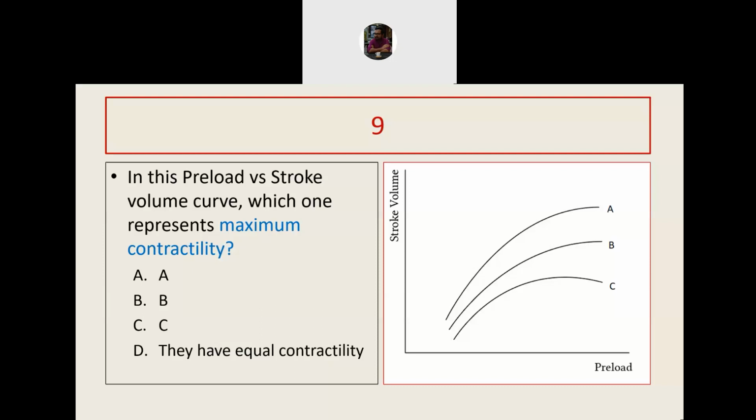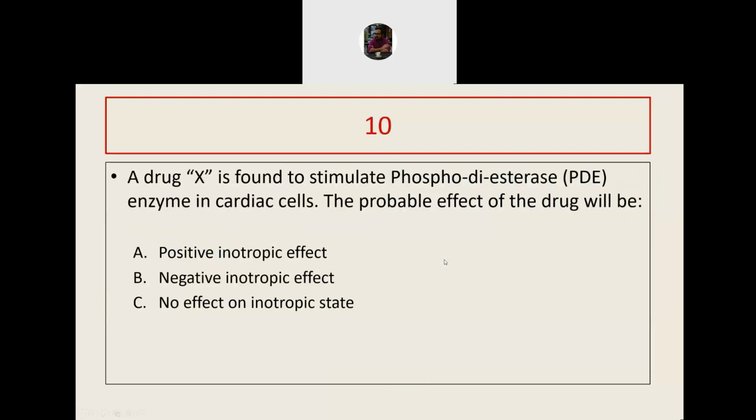Fine. Finally, we come to the 10th question, after which we start our discussion. Read the question carefully. We are talking about a newly discovered drug, X. It is found to stimulate phosphodiesterase enzyme in the cardiac cells. What will be the probable effect of the drug? Will it be positive inotropic agent, negative inotropic agent, or have no effect on the inotropic state? Great. So we are done with the questions. Now we enter into the discussion on mechanical properties of heart. And then we'll come back to these questions to check our answers.